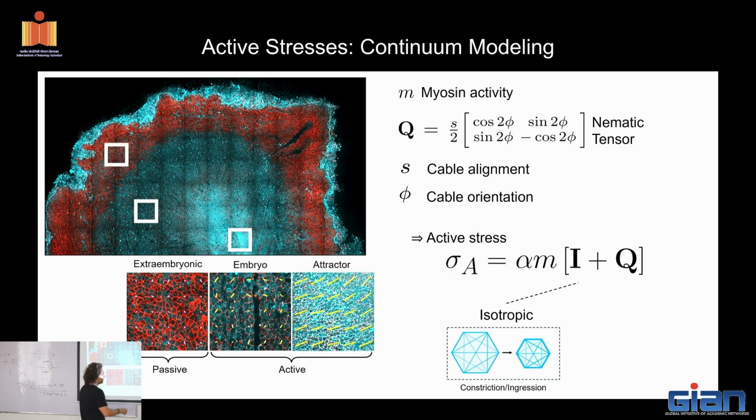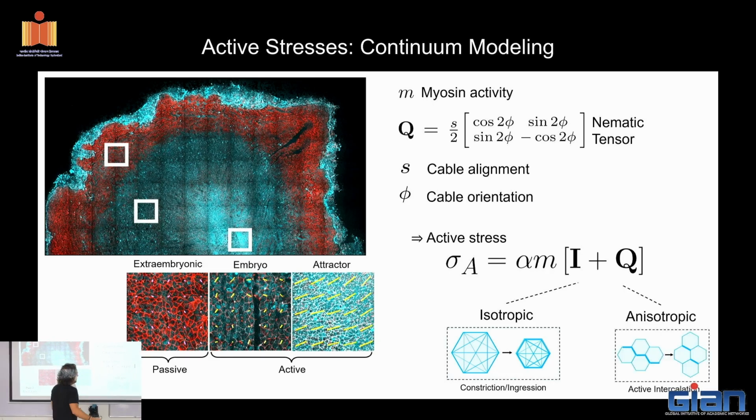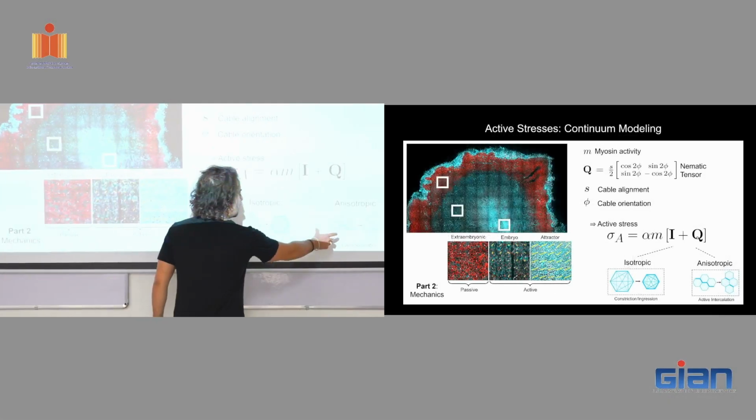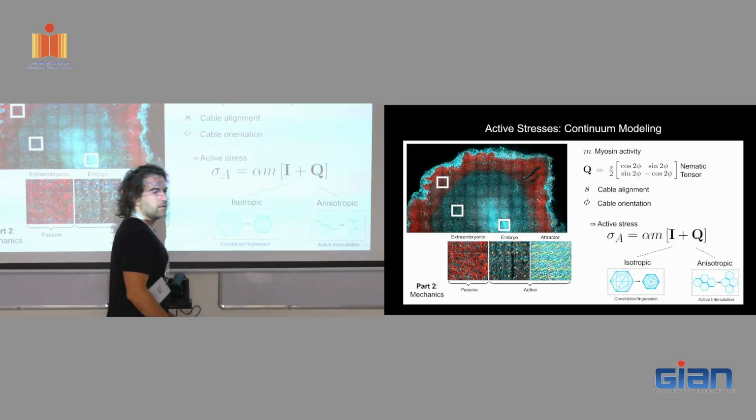Remember, ingression: if you have a lot of myosin here, you're just going to contract isotropically, so you're going to generate an isotropic active stress. And instead, if you have the anisotropic one, that's what's going to actually model the active intercalation. So I'm going to actually contract here and go in the other direction.